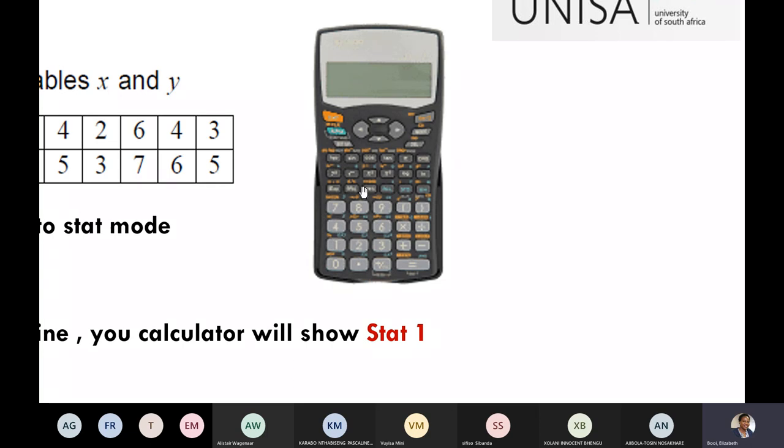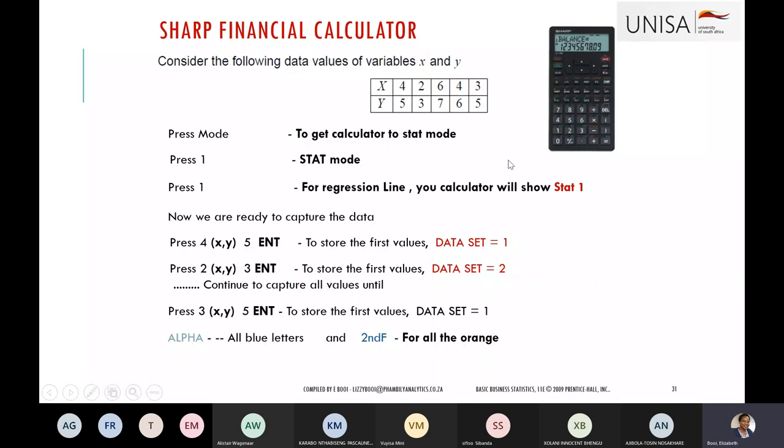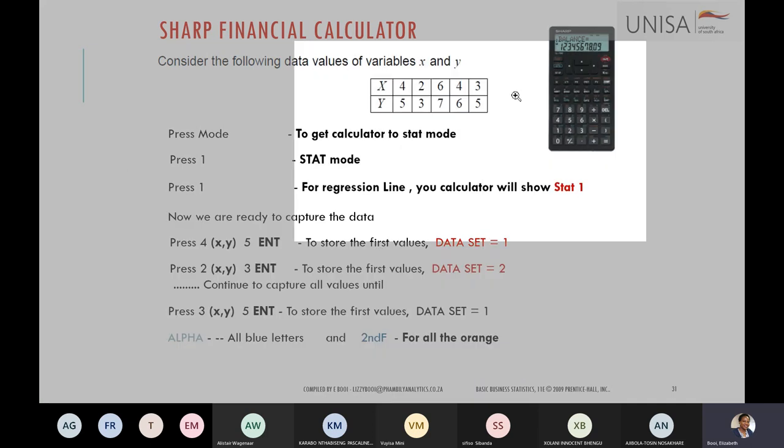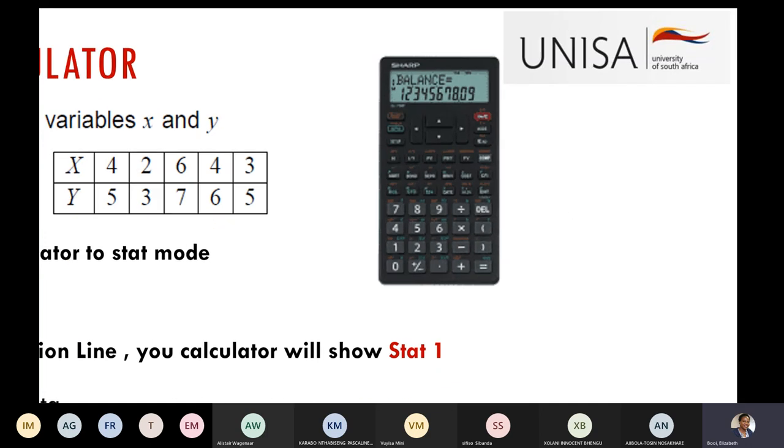Then we also looked at the financial calculator, which looks exactly the same as the Sharp calculator, because everything is written in orange. You just use your alpha, your R is on the open bracket, your A and B, and your means on 4 and 7. And when you want to estimate the value, there is a y hat estimate on the closed bracket as well.